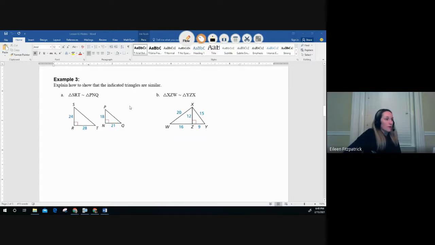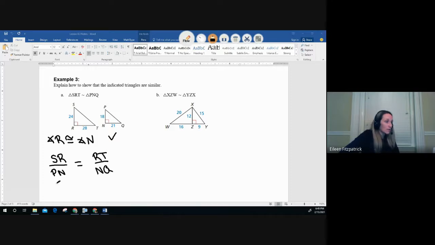So for example 3, it says explain how to show that the indicated triangles are similar. So as soon as I see that I'm given a side, an angle, and a side, I'm thinking side, angle, side, but I need to show that the sides are proportional, okay? So I could first start by saying that angle R is congruent to angle N. That's good because you do need an included angle being congruent. And then I want to show that SR over NP is equal to RT over NQ. That's what I need to show. Okay, so let's set it up.